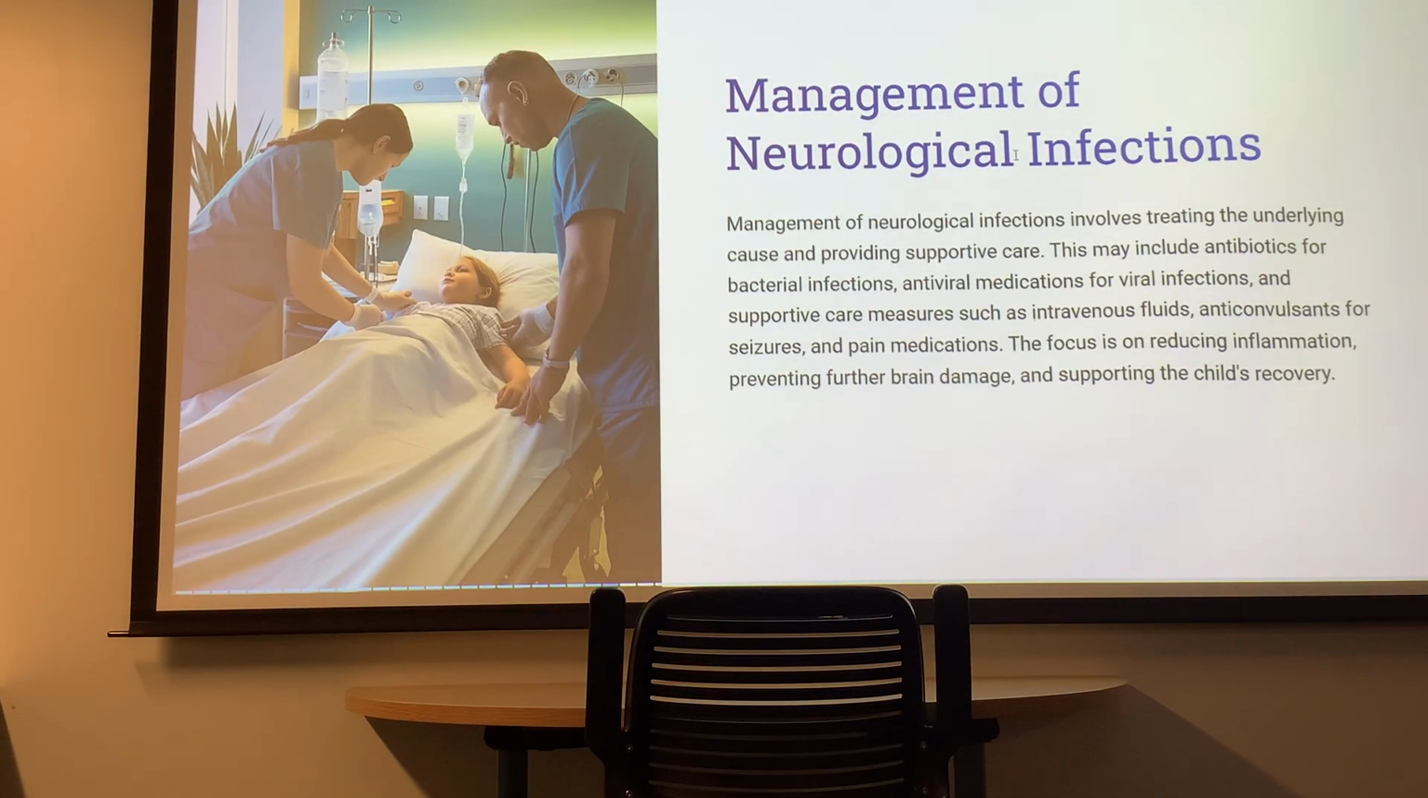So, when it comes to the management of neurologic infections, what do we need to do? Okay, antibiotics if it's bacterial, and just symptom management if it's viral, right? Because viral is self-limiting, usually lasting about 7 to 10 days, right? Just like our other viral illnesses, they all usually last about 7 to 10 days, right? And during that time, we're just doing symptom management.